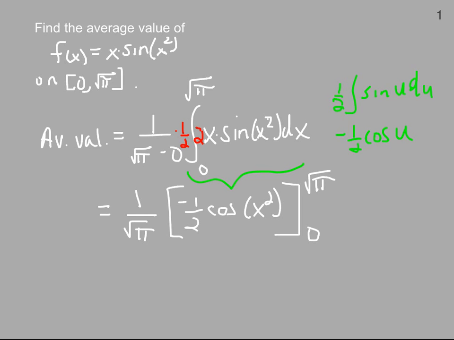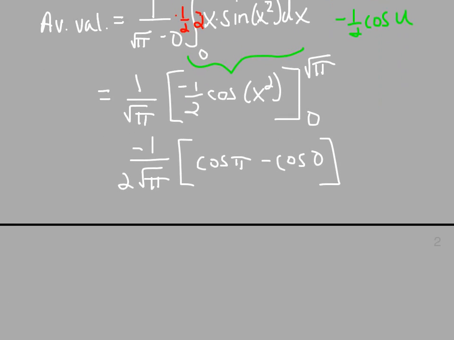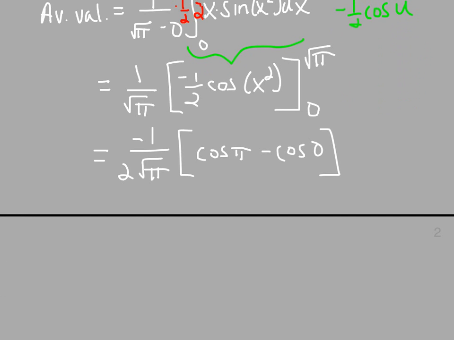Okay, put in the square root of pi, we're talking about negative 1 over 2 root pi. Pull that negative half out. The cosine of pi minus the cosine of 0. Cosine of pi being negative 1, cosine of 0 being 1. First it looks like they cancel, but they don't. Negative 1 over 2 times the square root of pi, and that's all times a negative 2.